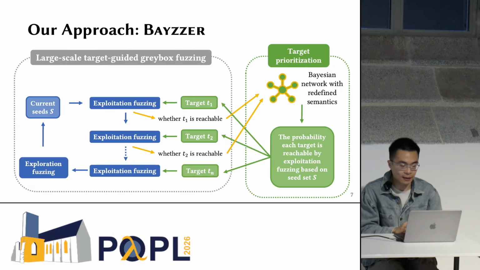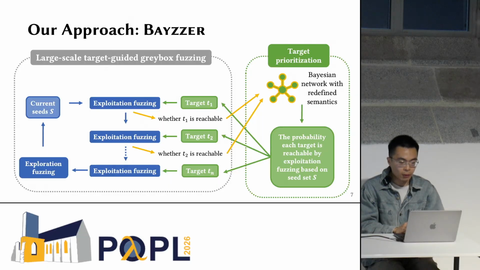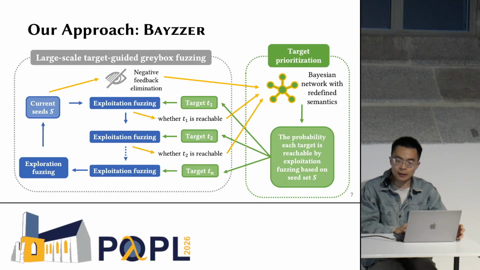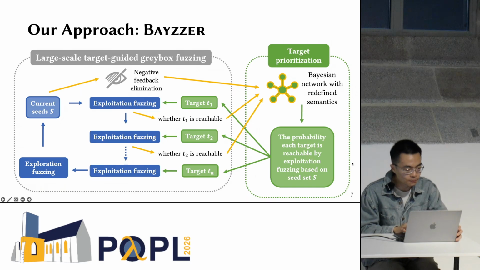If the target bug is successfully triggered, we provide positive feedback. Otherwise, we provide negative feedback. Finally, as each round of exploration fuzzing completes and the seed set expands, some targets that were previously unreachable may become reachable. Therefore, we clear all accumulated negative feedback after each exploration stage to ensure more accurate probability estimation.